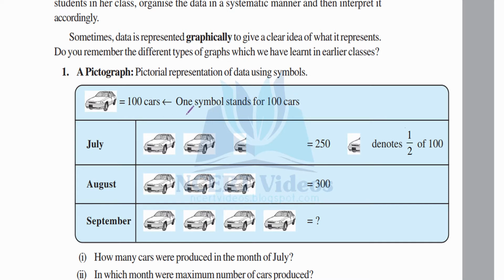For instance, if a company produced 250 cars in July, the same shall be represented like this: 100, 100, and this half picture represents 50 cars. It also says this half picture denotes half of 100, which will be equal to 50 cars. Now, in the month of August, we have 3 complete cars drawn. It means 100 plus 100 plus 100 equals 300 cars. In September, we have to find how many cars were produced by the company. So 1, 2, 3, 4. 4 into 100 equals 400 cars produced in September.